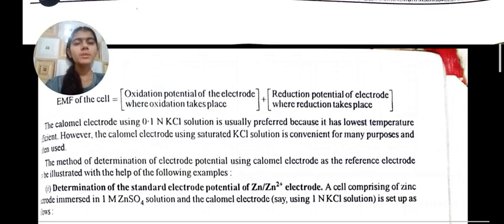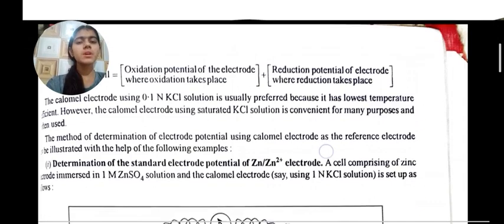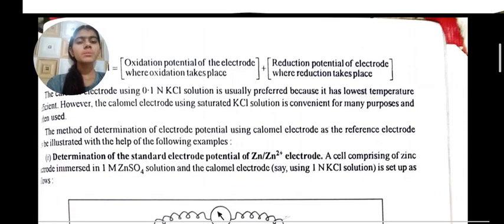However, the calomel electrode using saturated KCl solution is convenient for many purposes and is still used. The method of determination of electrode potential using calomel electrode as the reference electrode is to be illustrated with the help of the following examples. First example is determination of standard electrode potential of zinc/zinc 2 positive electrode.